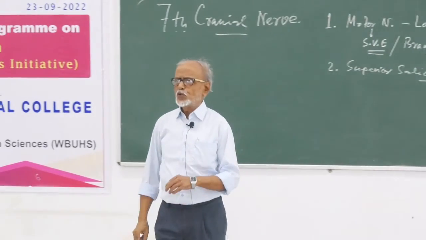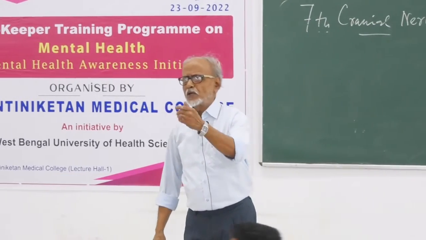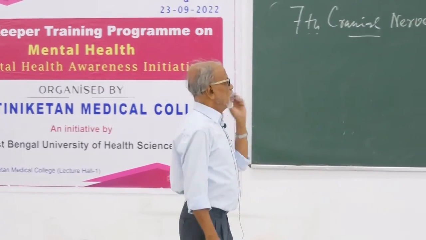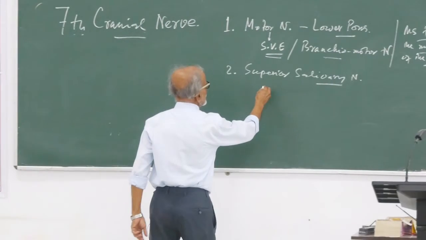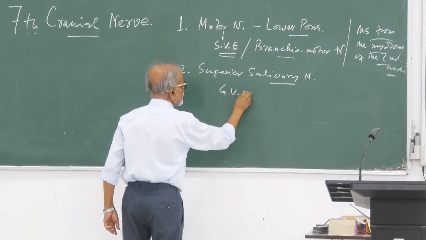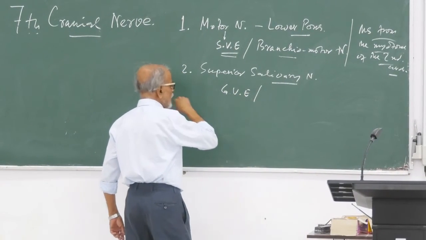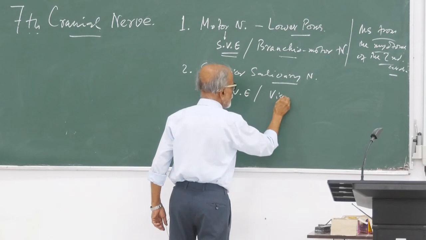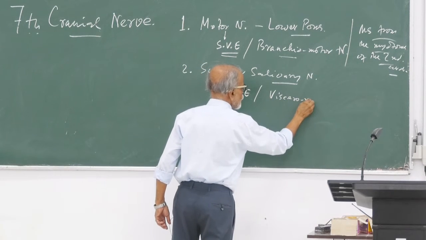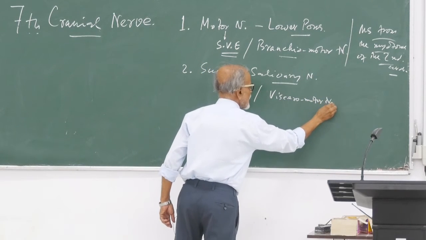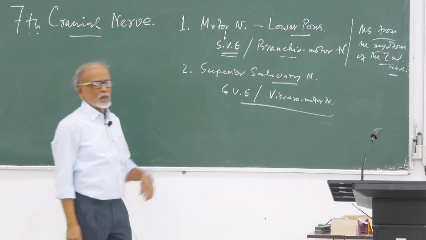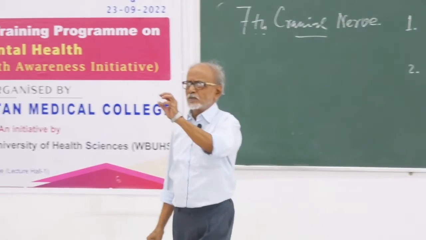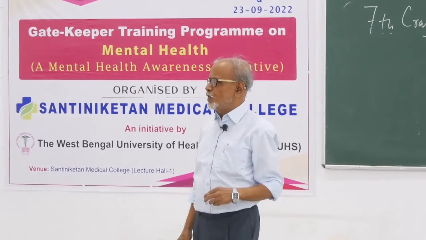Functional type of this nucleus, it belongs to which type? It is general visceral efferent or visceromotor nucleus. This nucleus is relatively smaller than the motor nucleus.